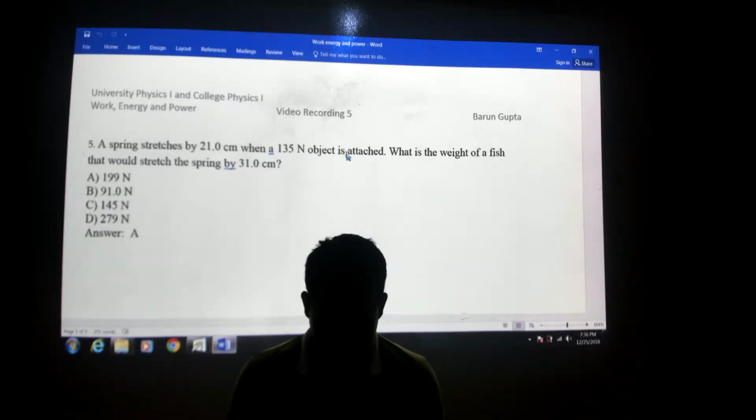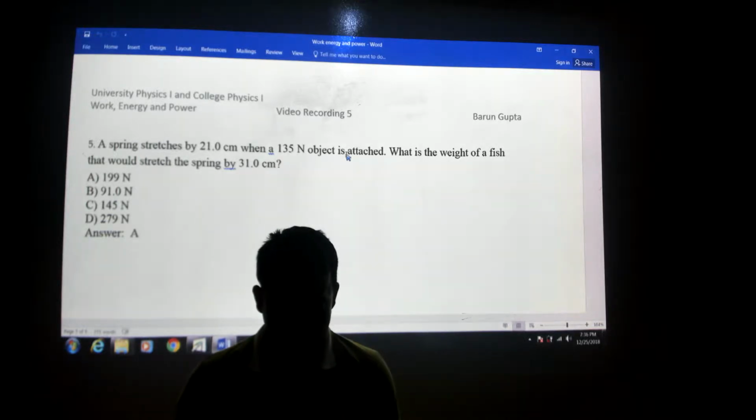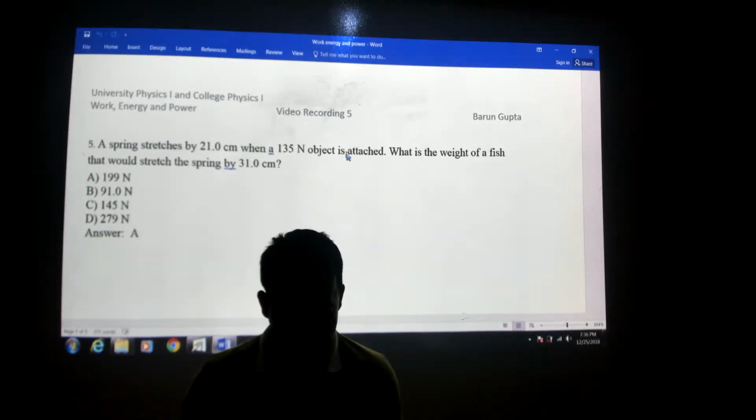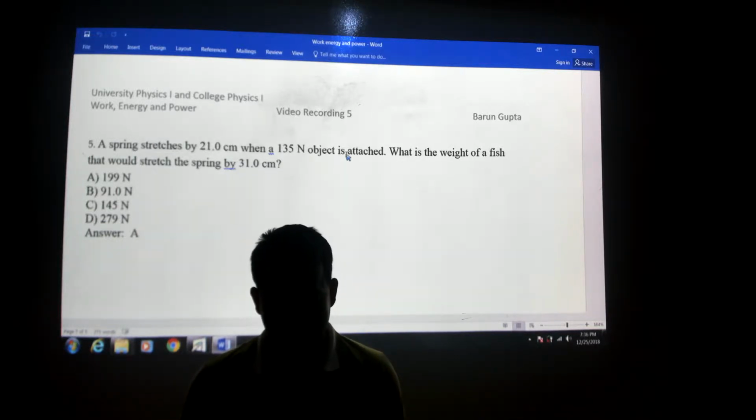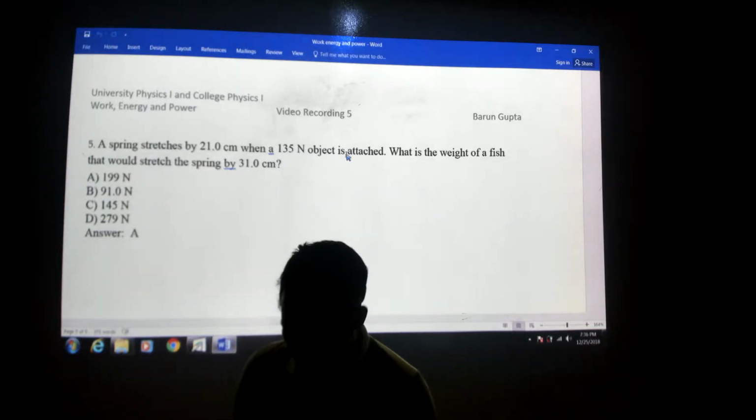This problem requires the understanding of Hooke's law. When you apply a force onto a spring, it stretches by a certain amount. Next, you apply another object and it stretches by another amount. What is being asked is the amount of the force. Let me explain this one.